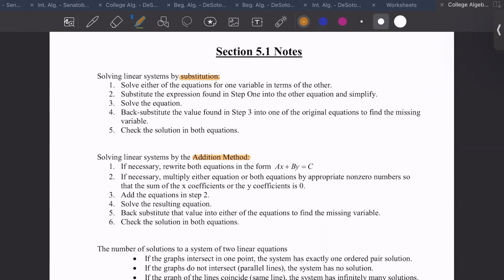Okay, then you have the addition method. If necessary, rewrite both equations in the form of ax plus by equals c. Okay, that's standard form. If necessary, okay, this step is the key. Multiply either equation or both equations by appropriate non-zero numbers so that the sum of the x coefficients or the y coefficients equals 0. So there you're trying to zero something out.